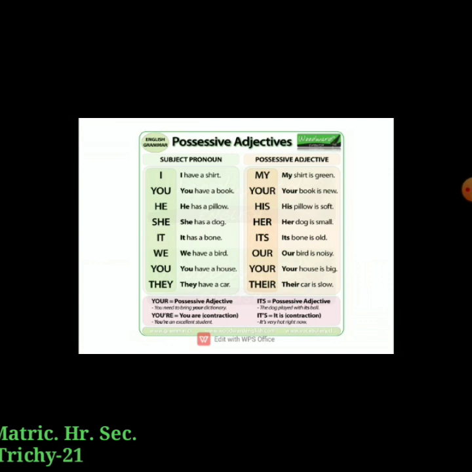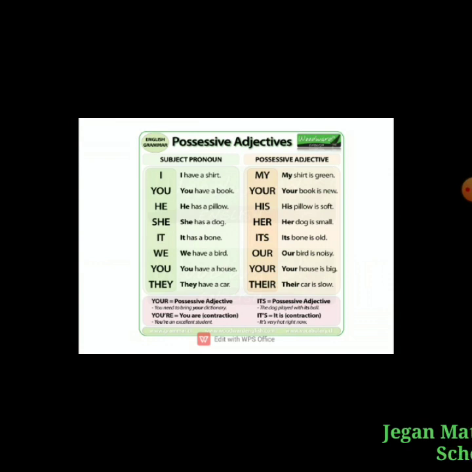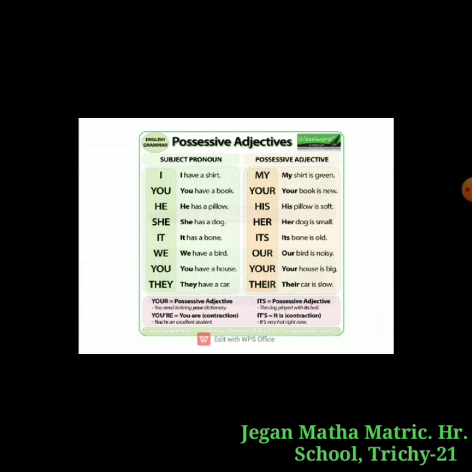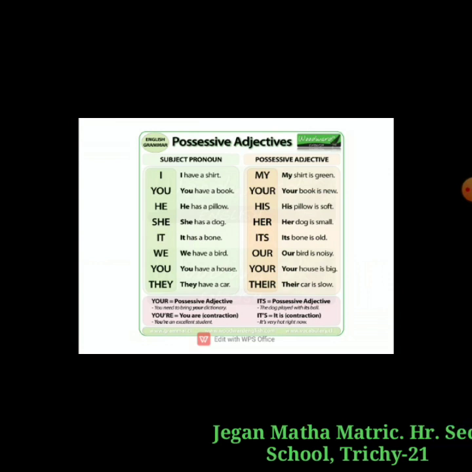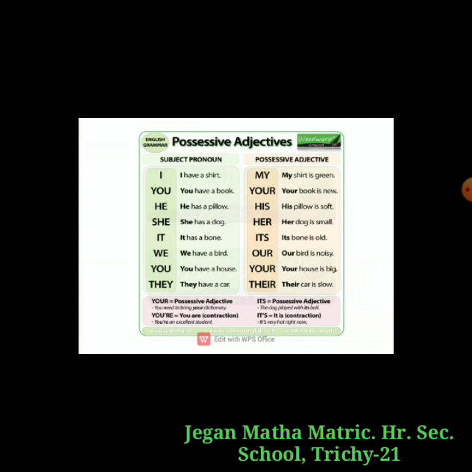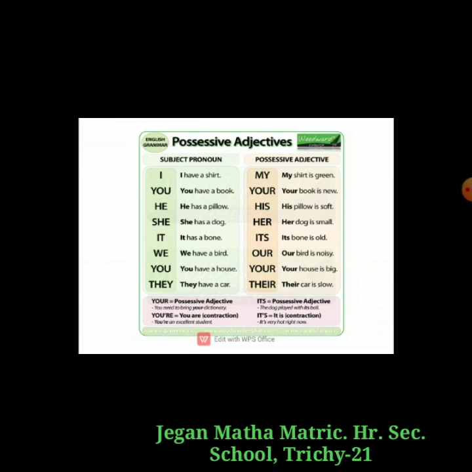Okay, your possessive adjective: you need to bring your dictionary. Your dictionary, that is a possessive adjective. The dictionary belongs to you, so that's why we can use your dictionary. You are, separately we can use the short form of you are. You're a contraction. You are an excellent student. Its is a possessive adjective. The dog played with its ball, so that is a possessive adjective. It's is a contraction, so we can separately use it is. It is very hot right now, it's very hot right now. So this is how subject pronoun and possessive adjectives differ.